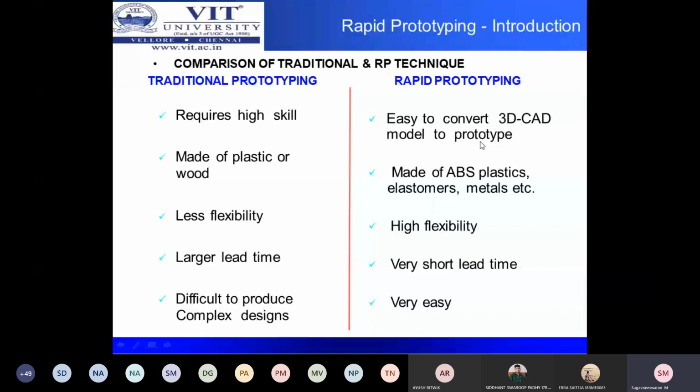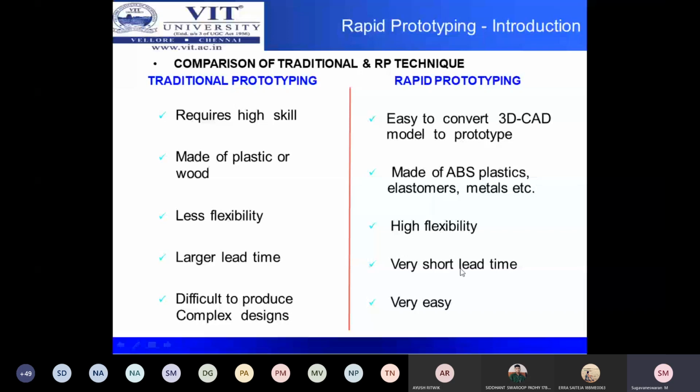Since you are using a tool, other than the softer material, you can also work on flexible material like elastomer and metals like aluminum, copper, ABS plastic. So material options are more since you are using a machine with tool assistance. High flexibility in the sense it can work 24/7.